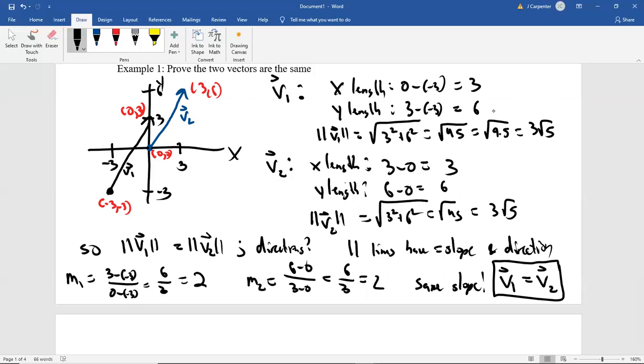Is there another way to prove they're in the same direction? Yes, we can prove it based on angles. We can call these little triangles and then figure out this angle theta based on sines or cosines or tangents, and the same thing here, and you could prove that those angles are the same. There are many different ways to show this.